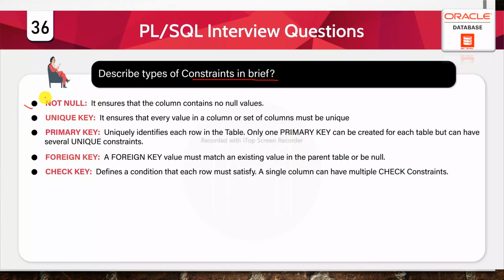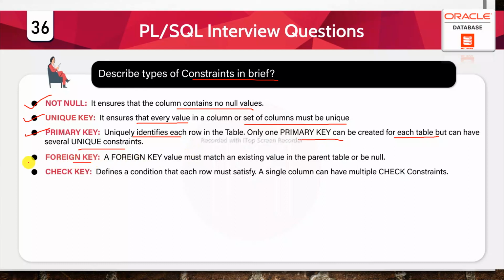So first, not null constraint, as I stated earlier in the previous slide, it ensures that the column contains no null values. Then unique constraint or unique key, it ensures that every value in a column or set of columns must be unique. Then primary key, so it uniquely identifies each row in a table. Only one primary key can be created for each table but it can have several unique constraints. So the primary key constraint should be a single constraint for one table.